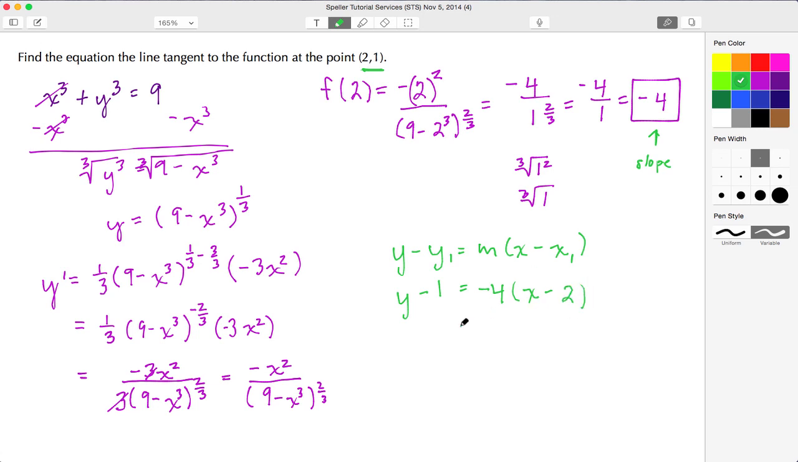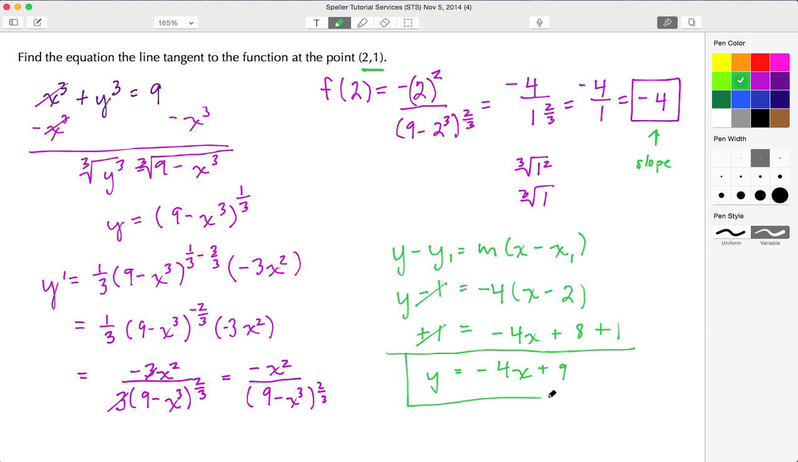At this point I want to distribute on the right hand side, so I have negative 4x plus 8 because a negative times a negative gives me a positive. And now to isolate the y, I'm going to add 1 to both sides of the equation. In doing so, the positive and negative one cancel, and I'm left with y is equal to negative 4x plus 9, and this here is in fact the equation for the tangent line.